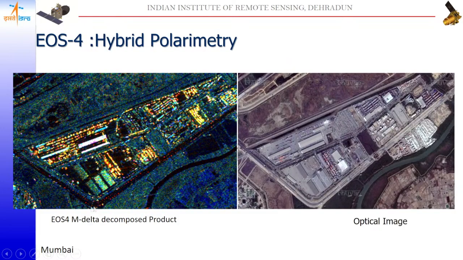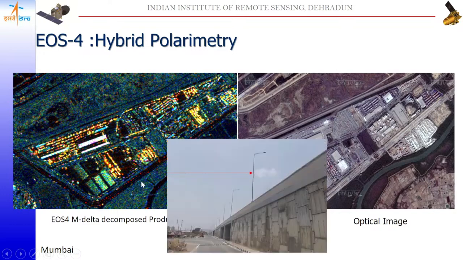Here you can see the m-delta decomposition of the hybrid polarimetry product of EOS-4. In the optical you cannot see these point things, though it is almost the same resolution, but in the SAR you can see these points coming as double bounce. These are actually electric poles. This is a ground photograph from Google Street View. I just checked what these marks are, and they are coming as electric poles.